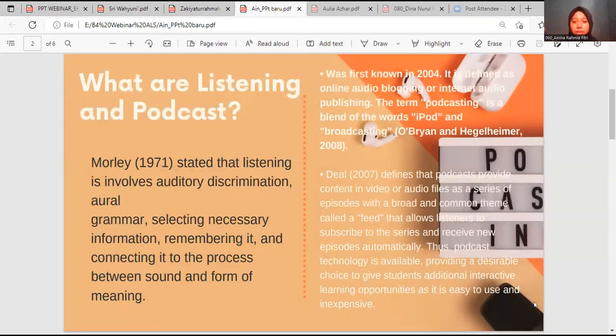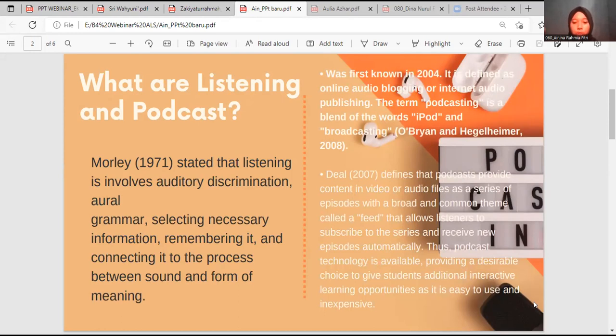Let's begin the presentation with the definition of listening and podcast. According to Morley in 1971, listening involves auditory discrimination of grammar, selecting necessary information, remembering, and connecting it to the process between sound and form of meaning. In other words, listening is a process of receiving what the speaker says, making and showing meaning, negotiating meaning with the speaker, and answering, and creating meaning by participation, creativity, and empathy.